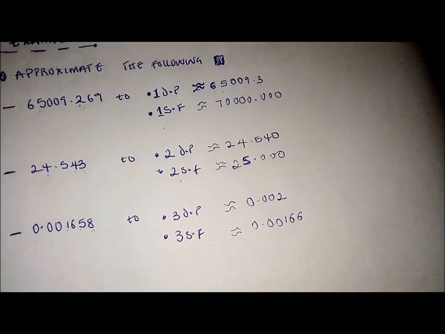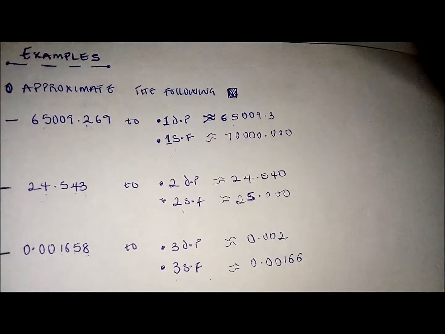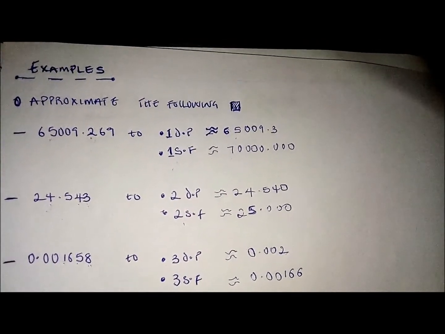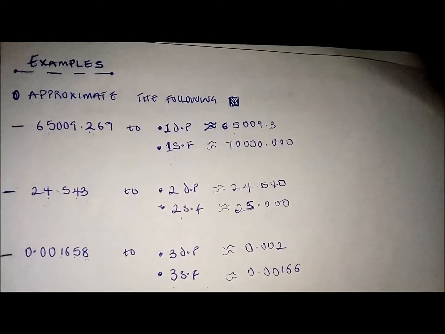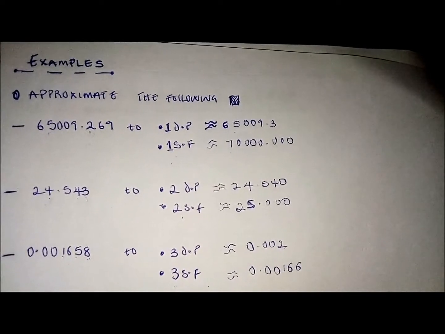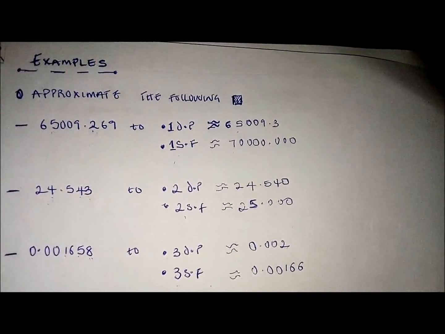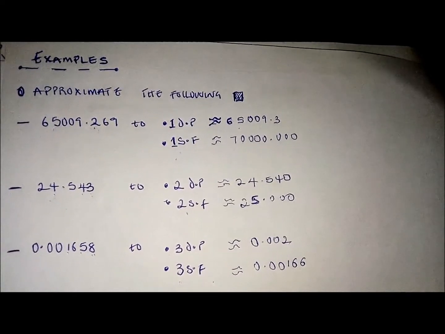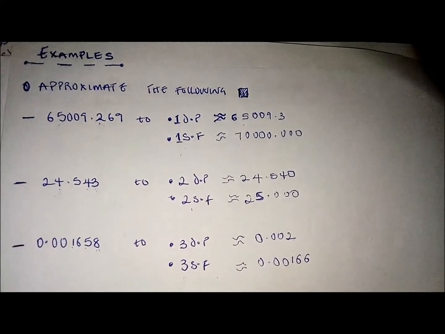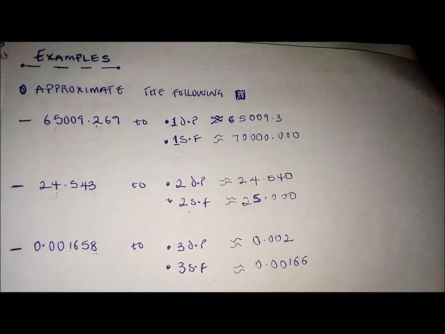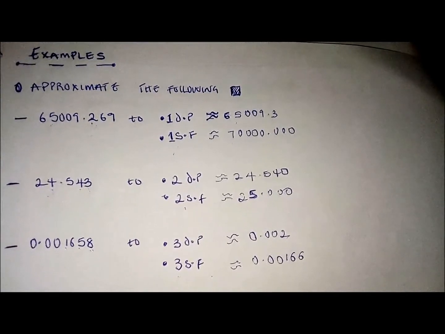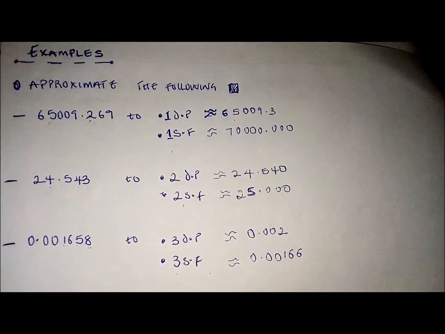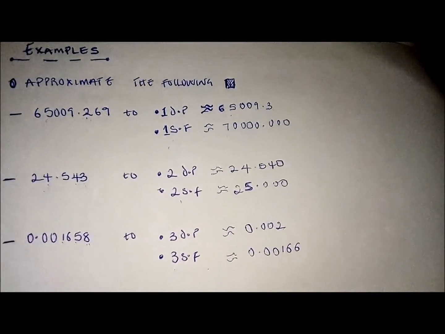So you notice that to solve this approximation using significant figures and decimal places, you really need to apply the principle of rounding up and rounding down. Remember, when you round up, you add 1 when the number next to the one you want to approximate to is greater than 5 or is 5, and you round down when the number is less than 5 and you add nothing. So that's for rounding down.